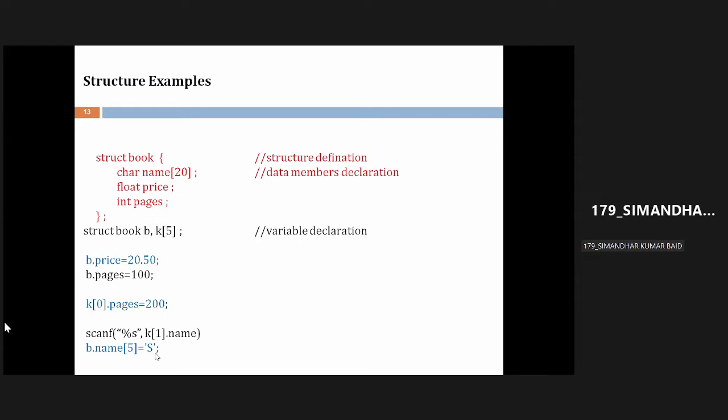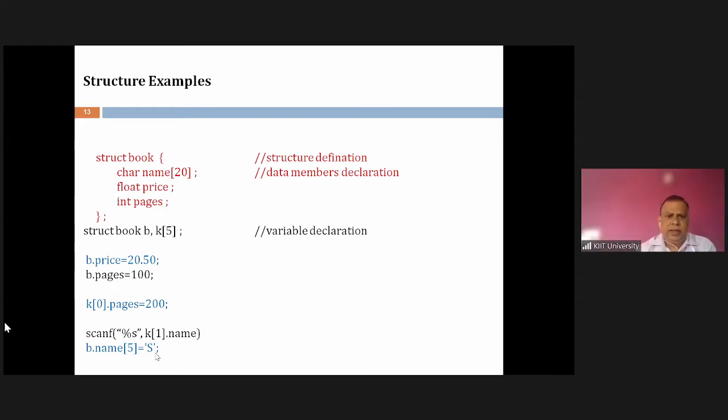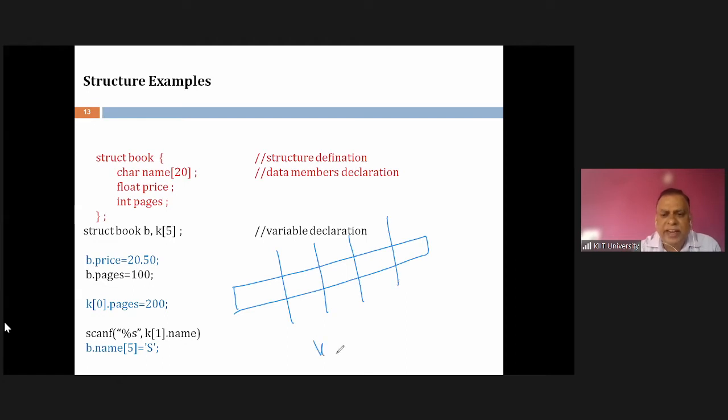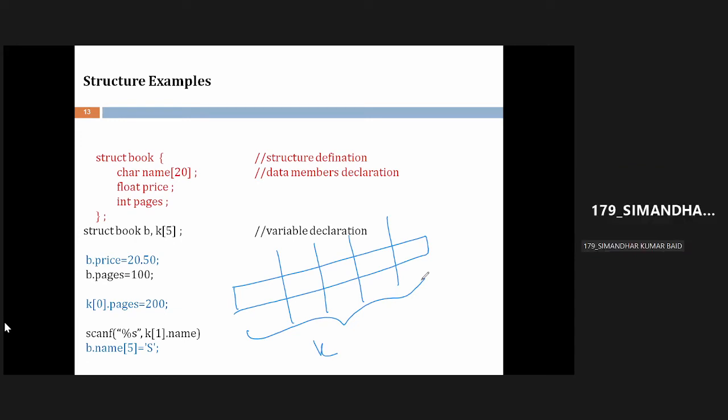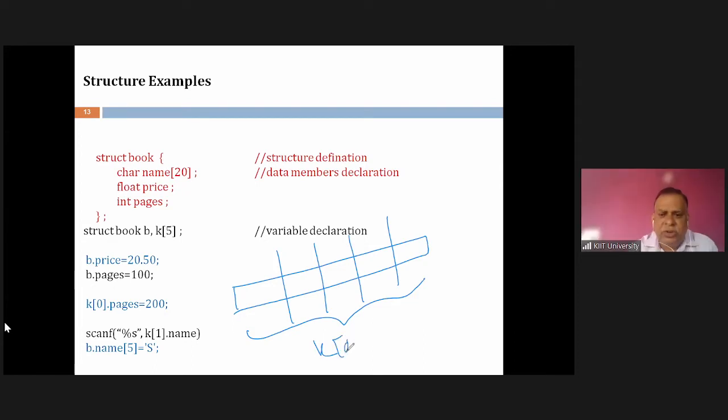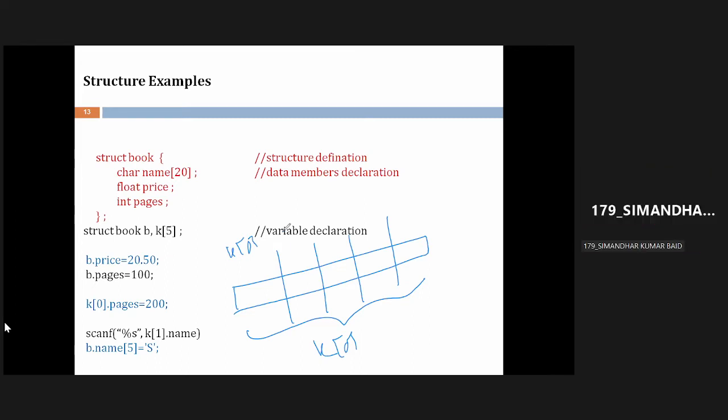Let me say, I have K of 5, which means I have a situation like this. This is my array K, which has 5 variables, K0, K1 and so on. Understood this? Yes or no? Yes, sir. Each K means K of 0, then K of 1. This is my K of 0. This is my K of 1. Yes or no? Yes, sir.